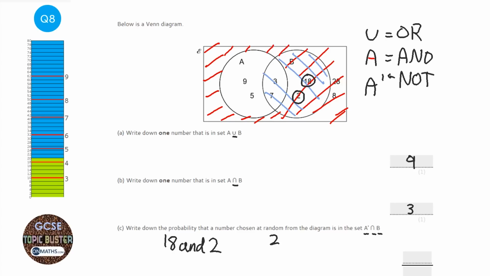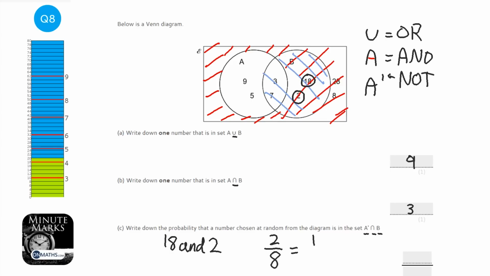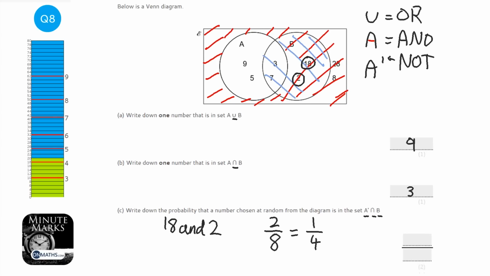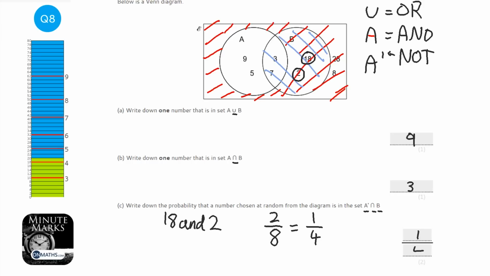So there are two numbers that fit that bill. So that will go at the top of our fraction. And there's 1, 2, 3, 4, 5, 6, 7, 8 in total. Now I can simplify that a little bit to make it a quarter. And so my answer to that will be 1/4, or a quarter.